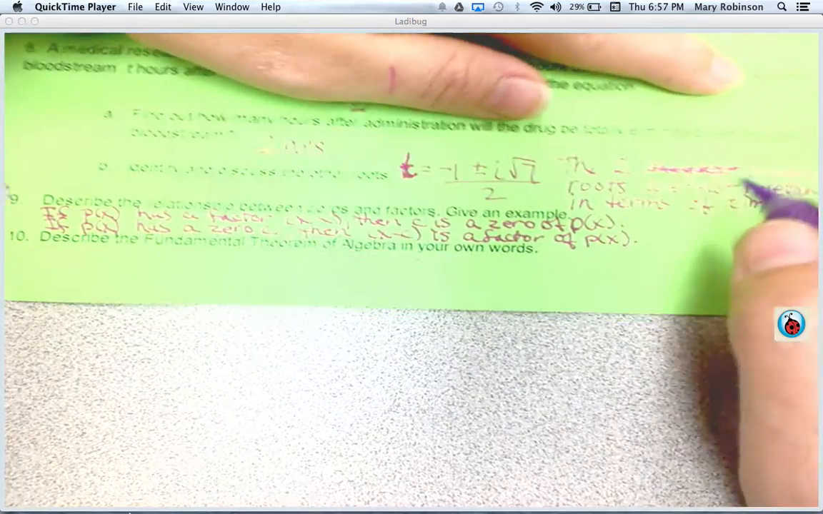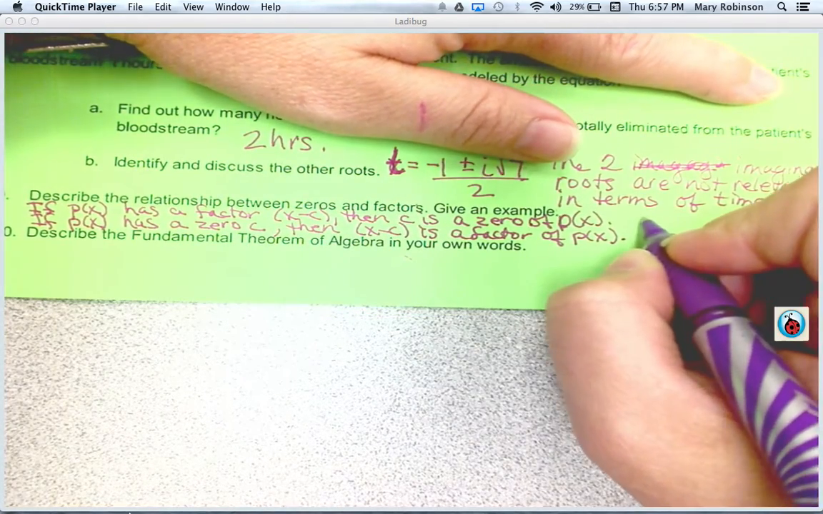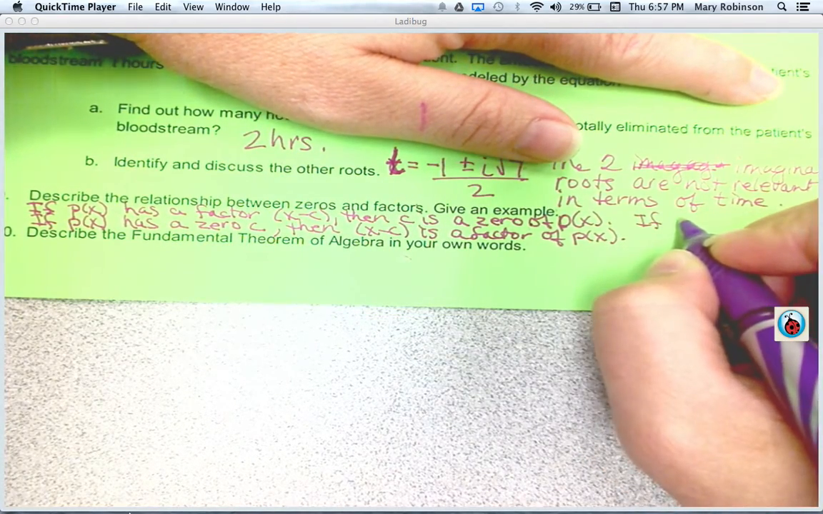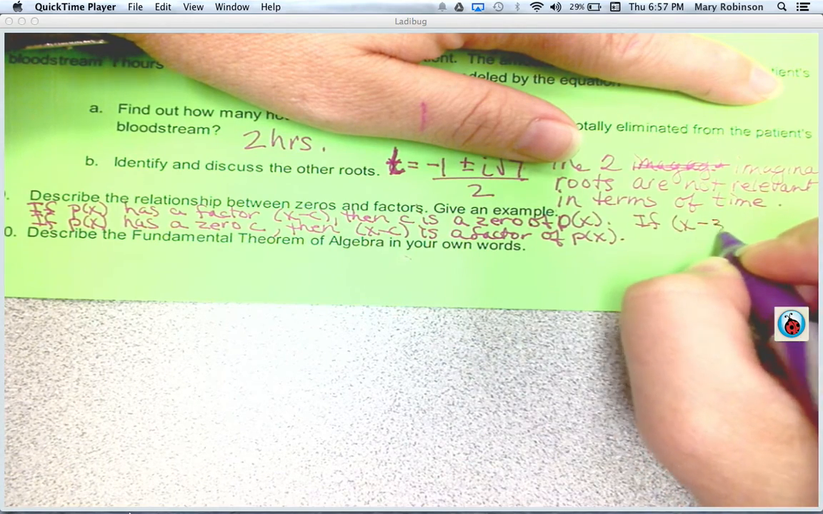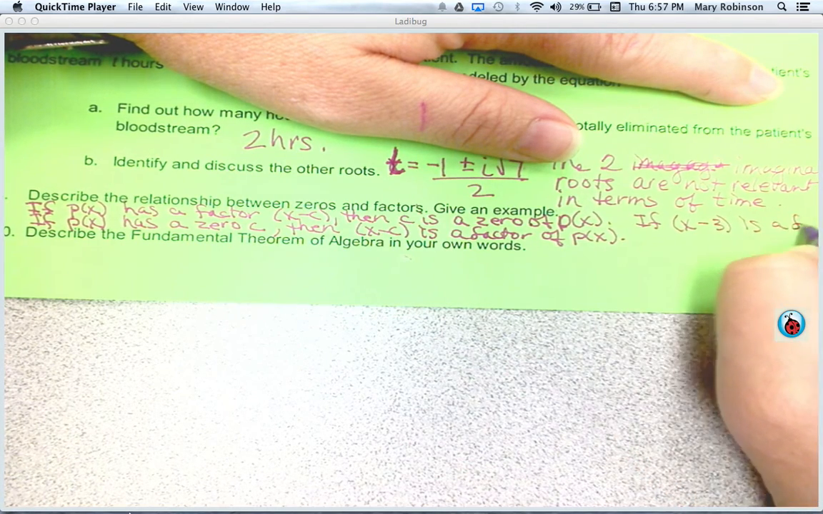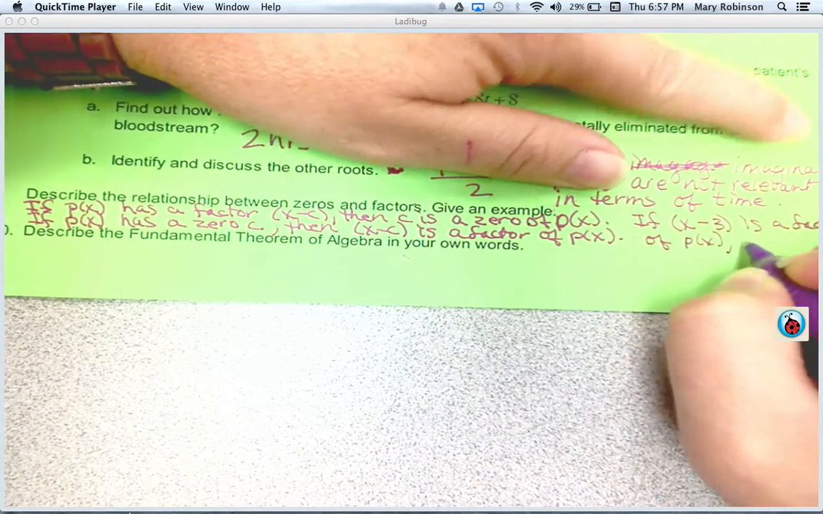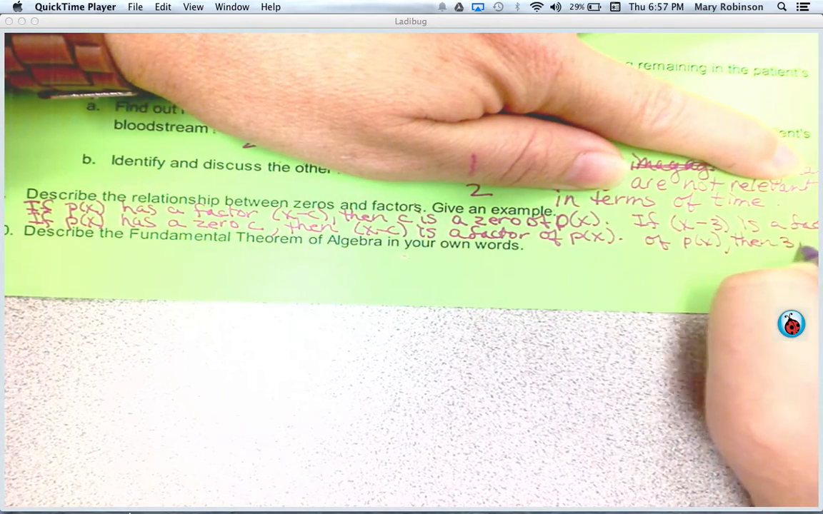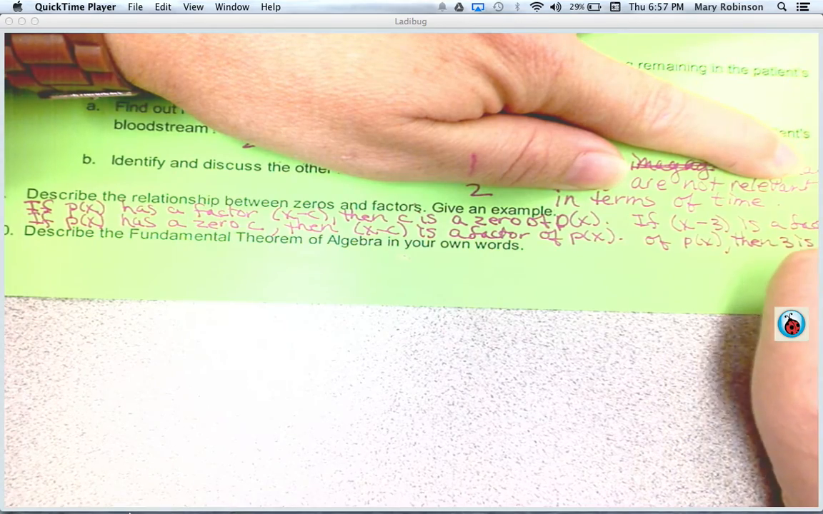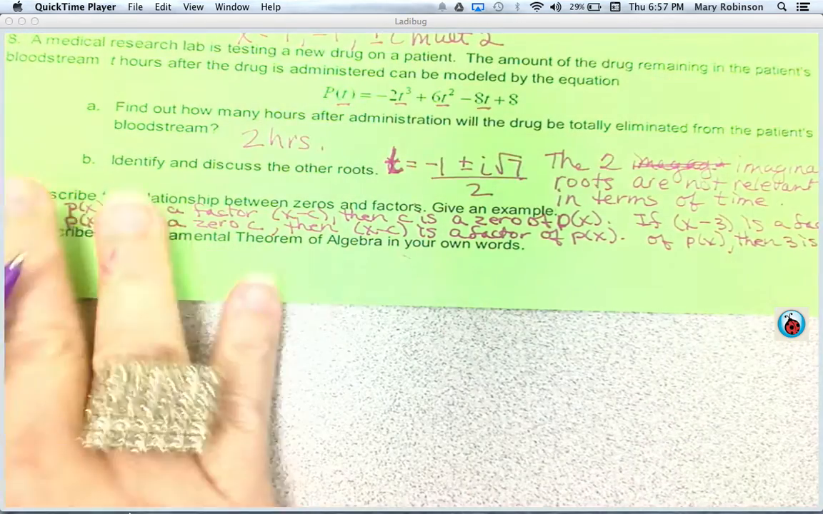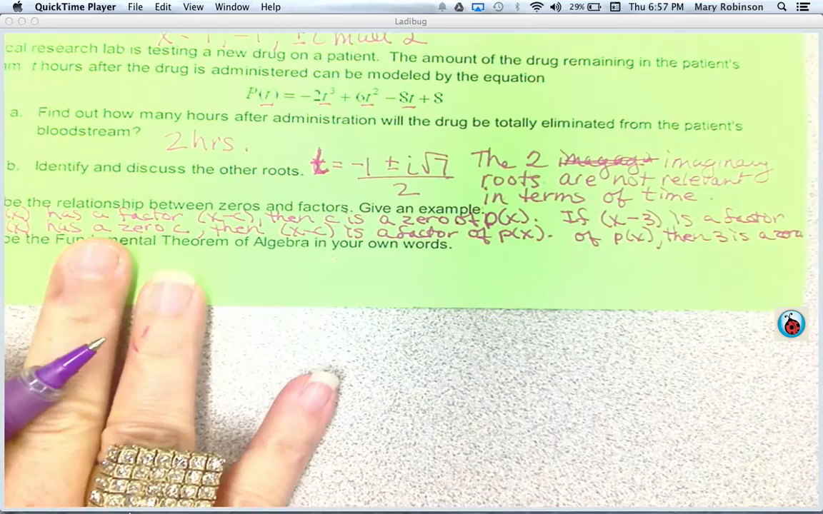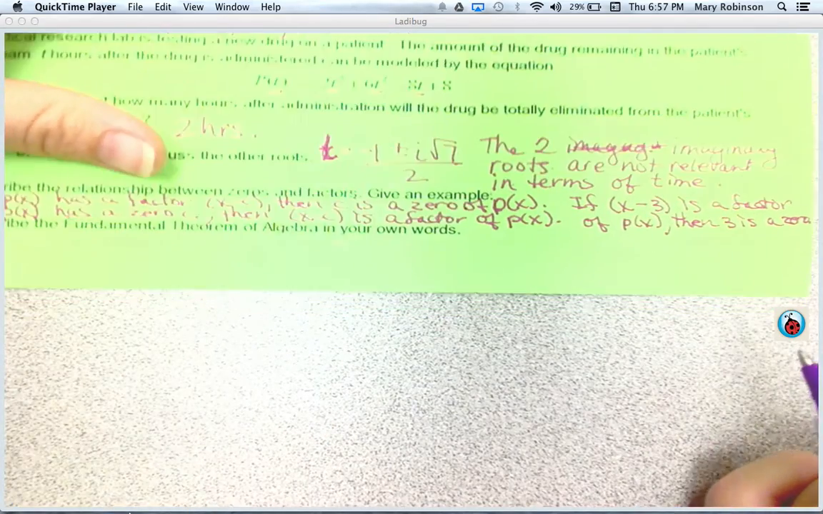Then it says give an example. So you could say if x minus 3 is a factor of p of x, then 3 is a 0. Okay, if x minus 3 is a factor of p of x, then 3 is a 0.